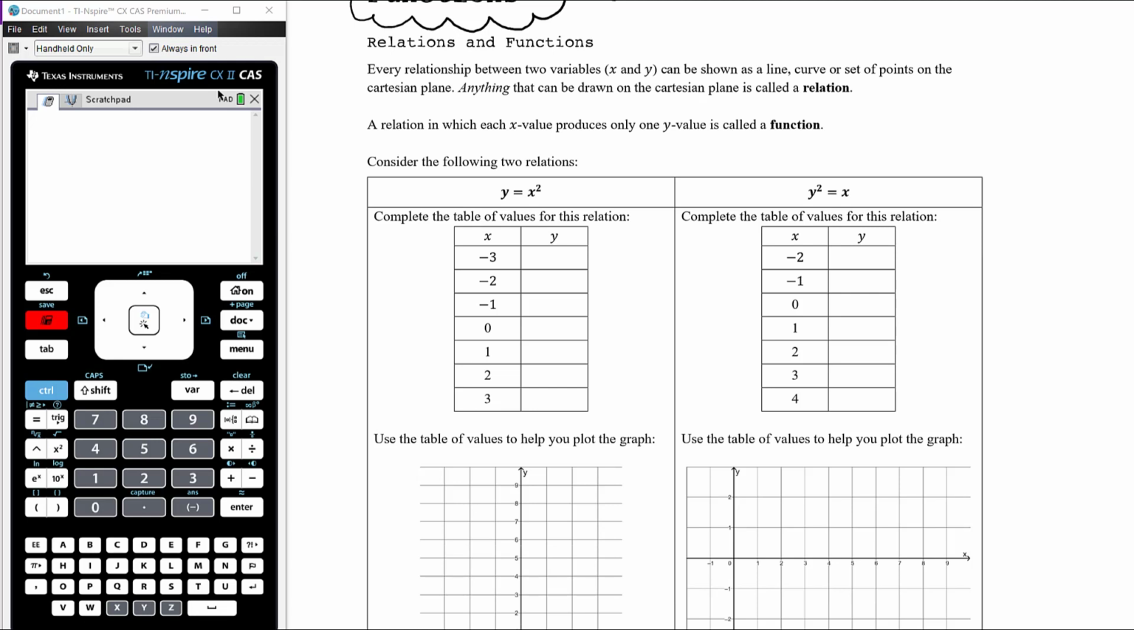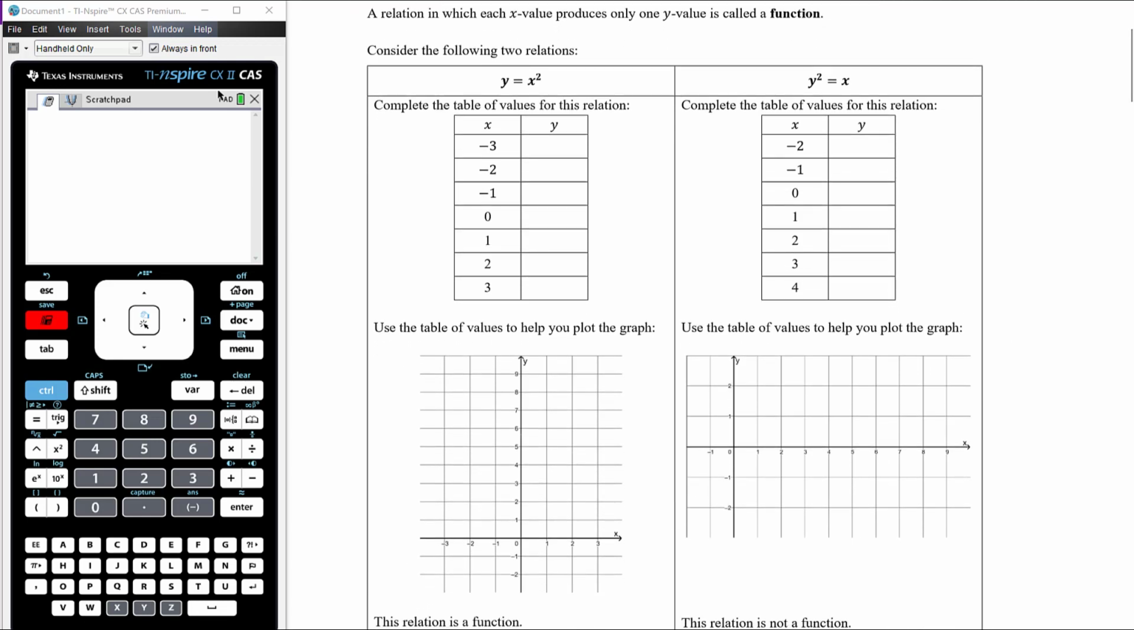Only some relations are functions. Specifically, a relation in which each x value produces only one unique y value is called a function. Just be careful about how you interpret the word unique there. Each x value produces only one y value. So let's consider the following two relations: y equals x squared, which we're quite familiar with, and a slightly different relation, y squared equals x, which we're not very familiar with.